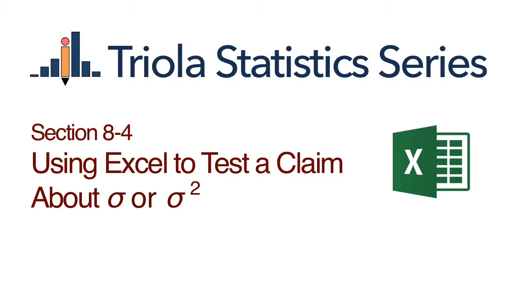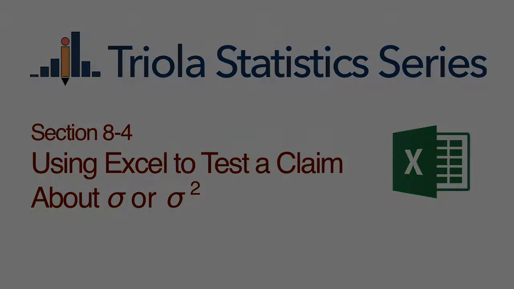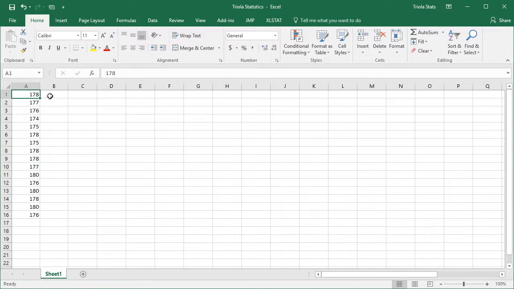Using Excel to test a claim about a population standard deviation or population variance. This video uses the example titled, "Do Supermodel Heights Vary Less?" The sample data have been entered into column A, rows 1 through 16 in the Excel worksheet.